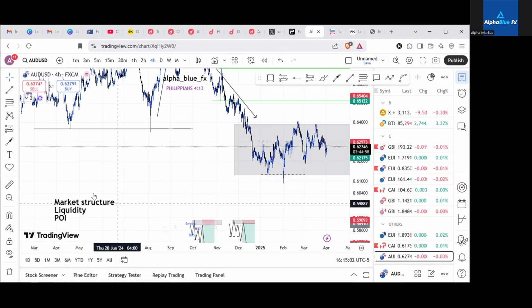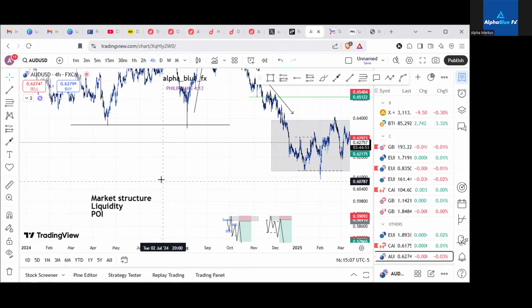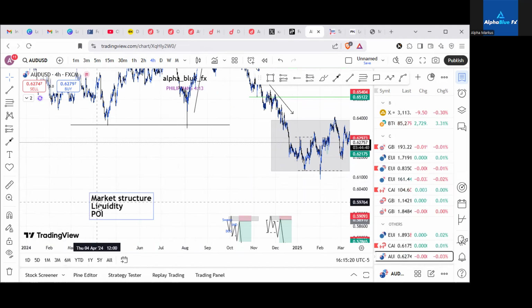So if you don't understand all of this liquidity, and if you don't understand or know where liquidity is in the market, it will be difficult for you to trade this strategy because you will always find yourself on the wrong side of the market. So liquidity is very important, right?